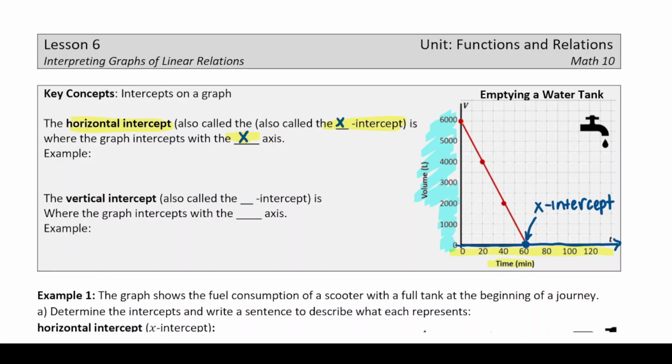Okay, so on this graph, it would be 60 minutes. Now, typically, like I said, if there's context to the graph, there might be some significance to that point. In this example, this is where the volume of water would be 0. So this is where the water tank would be empty.